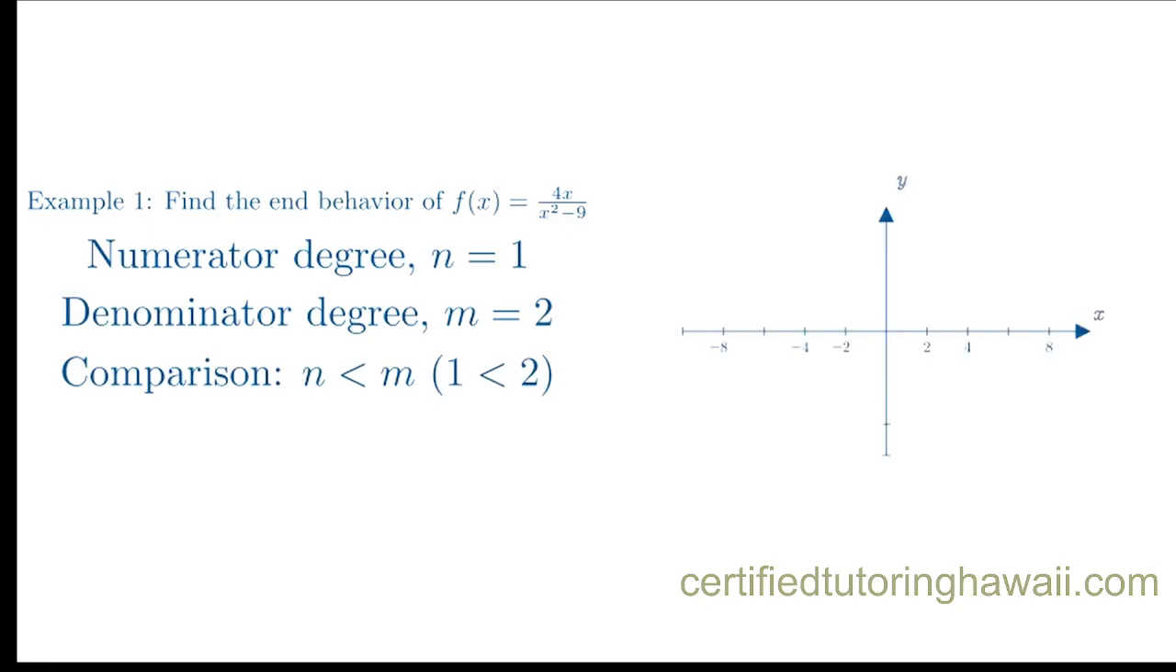Let's verify this by looking at the graph. Notice how the graph gets closer and closer to the x-axis, which is the line y equals 0, as you move to the far left or the far right. This visually confirms our conclusion.